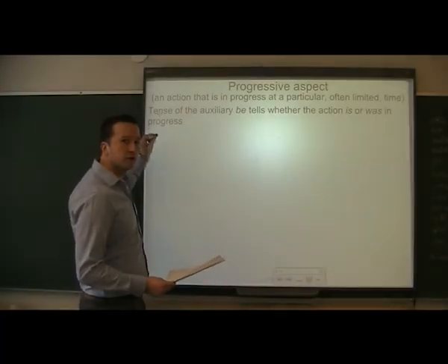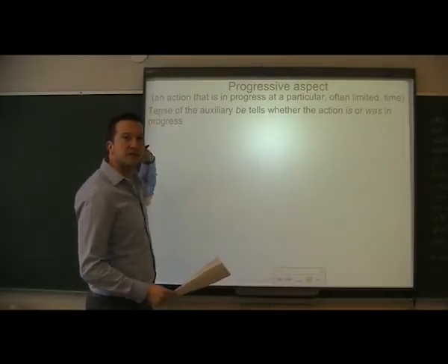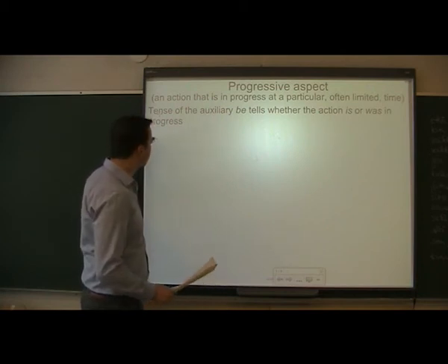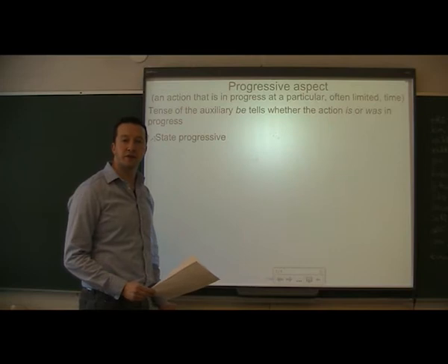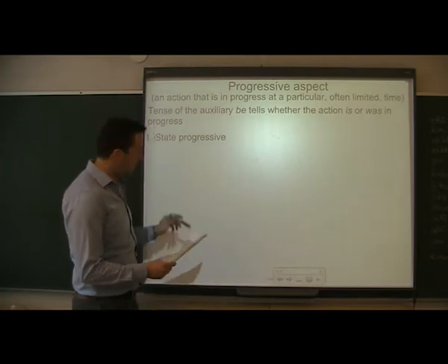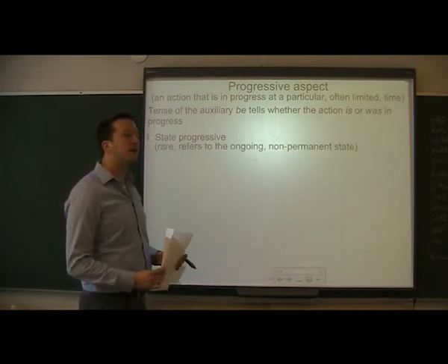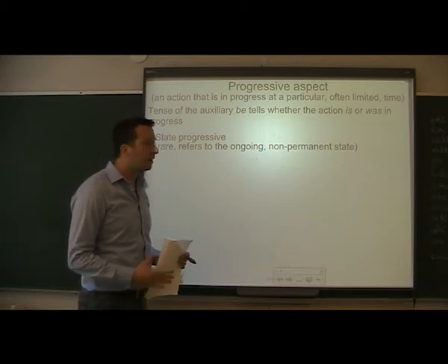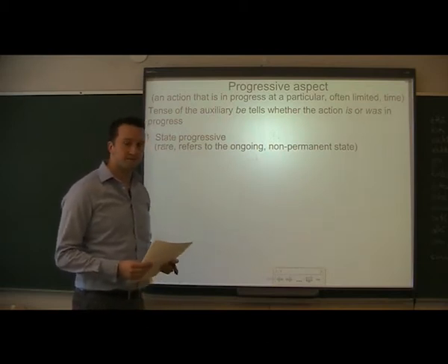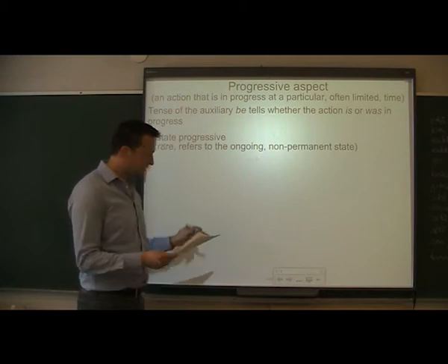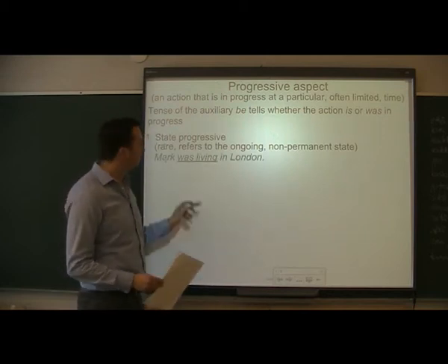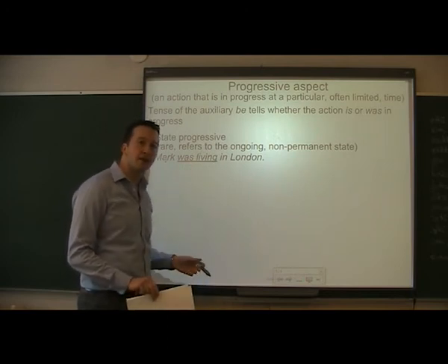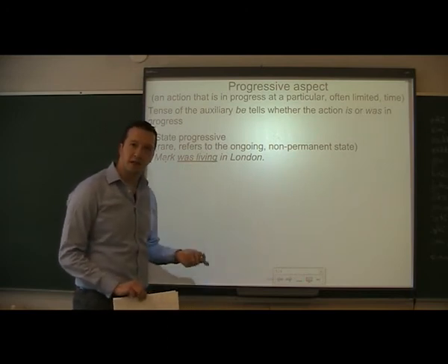We don't normally use the progressive with stative verbs, but there is such a thing as state progressive. It's rare and it refers to an ongoing, non-permanent state. As in, Mark was living in London. Live is a stative verb. Hate is a stative verb. Be is a stative verb.